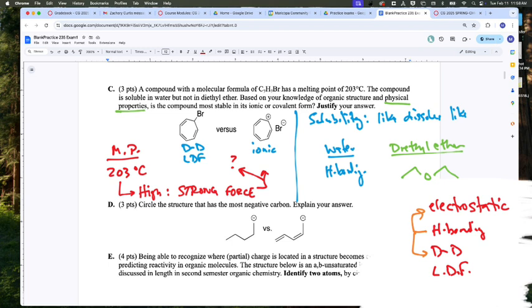What force are we going to get out of diethyl ether? Dipole-dipole. What things are similar to dipole-dipole? Hydrogen bonding, London dispersion. Except this says not soluble. So diethyl ether has the potential to dissolve hydrogen bonding, dipole-dipole, and London dispersion. But it says not soluble. Which one of these things is not like the other?